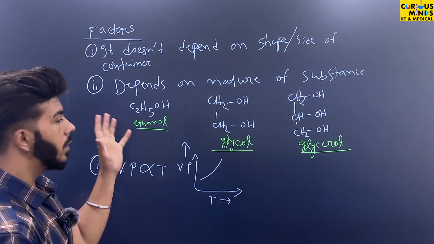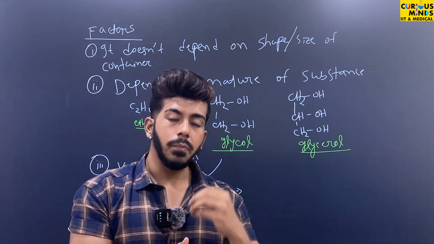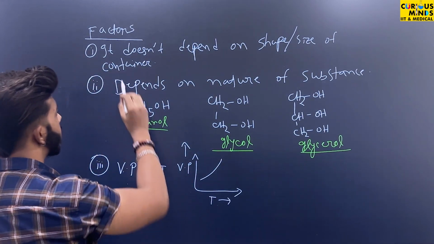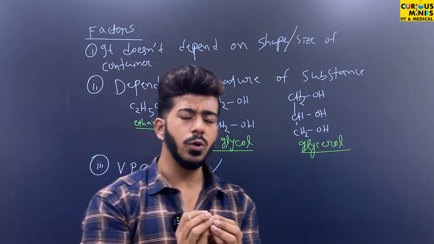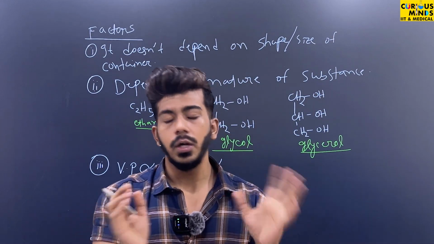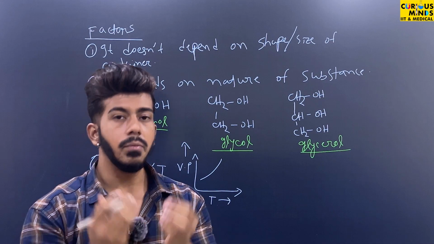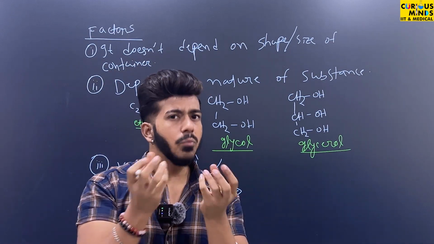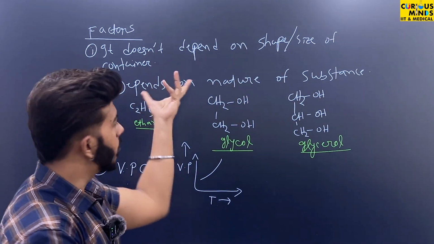Now a few factors are there on which the vapor pressure depends. First, it does not depend on the shape or size of the container. Container कुछ भी हो, shape कुछ भी हो, size कुछ भी हो, it will not depend on it, because हमें चाहिए only the liquid, only the molecules, not the container.